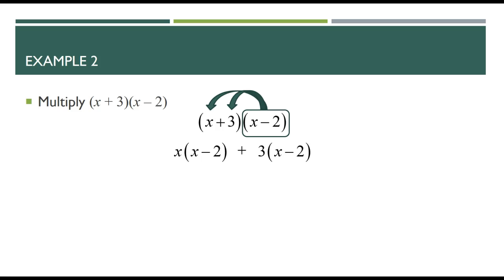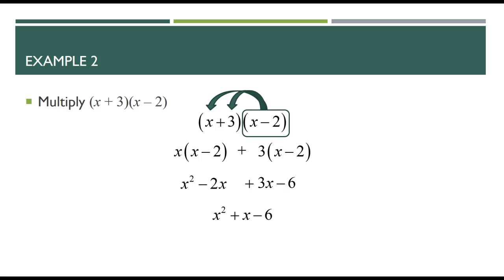So now I'm going to distribute yet again. X times x is x squared. X times negative 2 is negative 2x. I'm going to distribute my positive 3. Positive 3 times x and positive 3 times negative 2. Again, I must check to make sure that we have all of our like terms combined before I say that we have a final answer. So, x squared plus x minus 6 is our final answer.